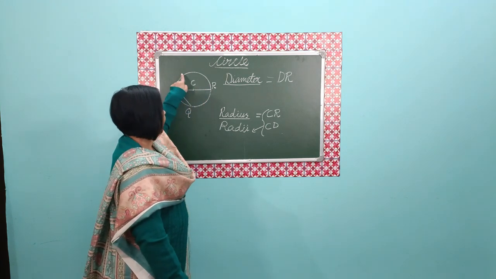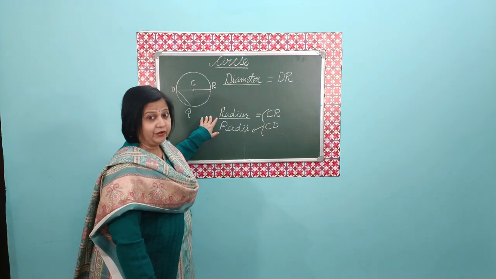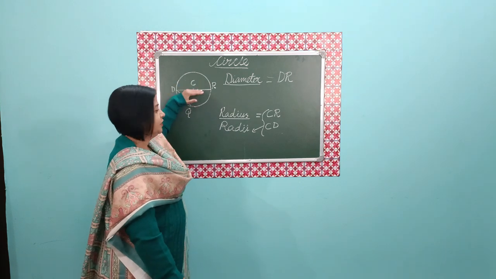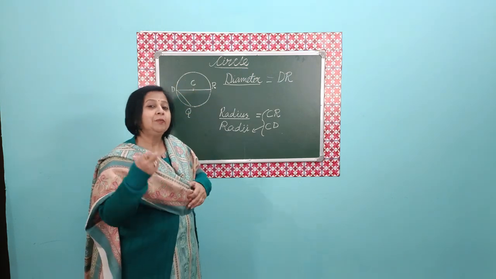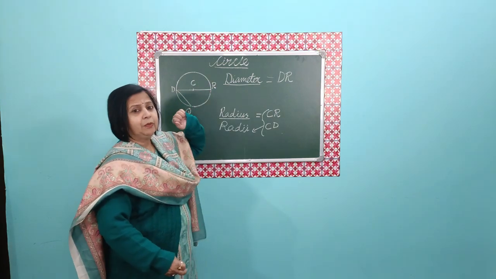The outer boundary of the circle is called the circumference. And half of a circle is called a semicircle. So a circle can be divided into two semicircles.